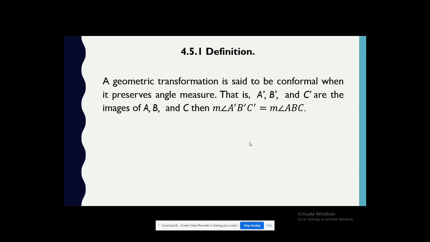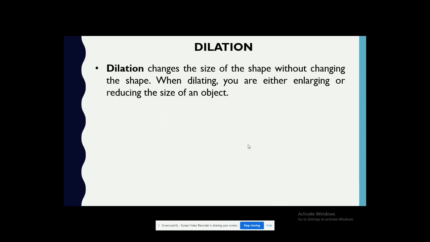Okay, now just a little bit of clarification when we talk about conformal. A transformation is said to be conformal when you are dilating an object and the angles stay the same. Only the size changes and not the angle measure. Now let's have the next slide. Dilation changes the size of the shape without changing the shape itself. When dilating, you are either enlarging or reducing the size of an object.